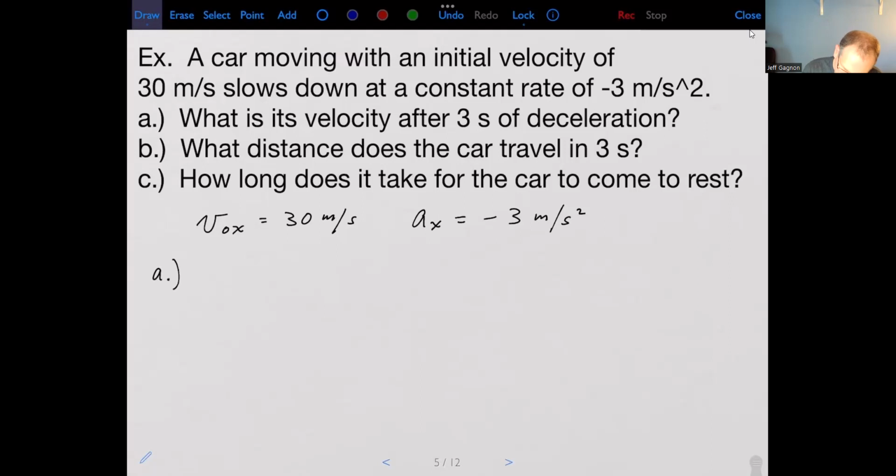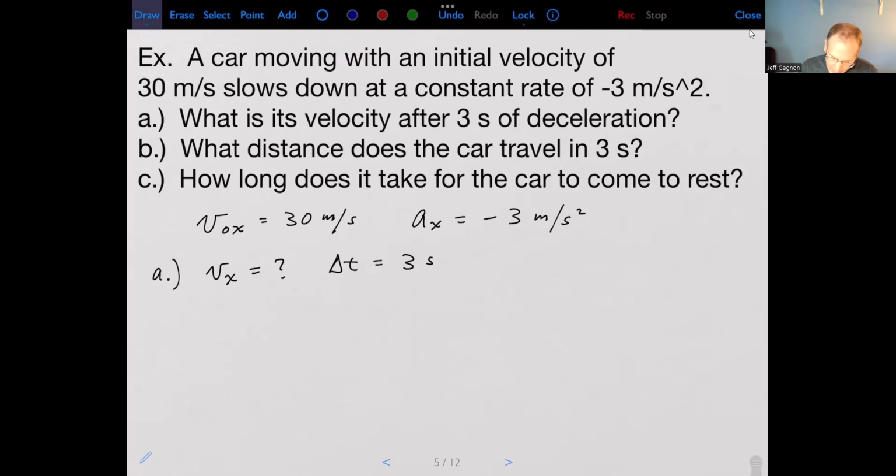We want to know the velocity, so the final velocity, which we don't know, but we are given now the time. What is the time? It's going to be delta t is going to be 3 seconds. What is the final velocity after 3 seconds of deceleration?